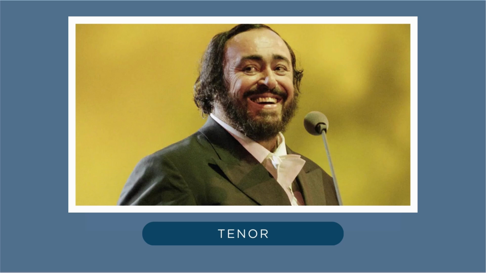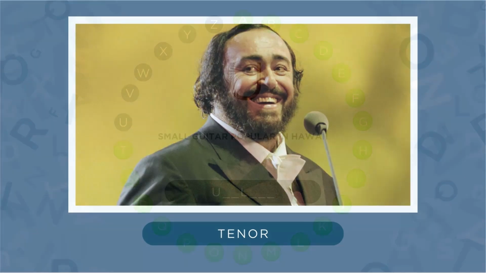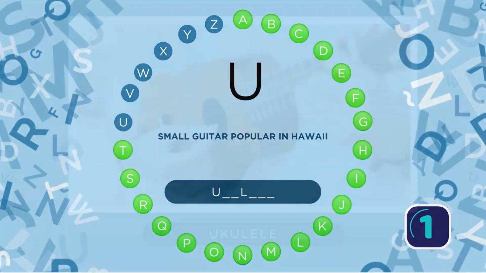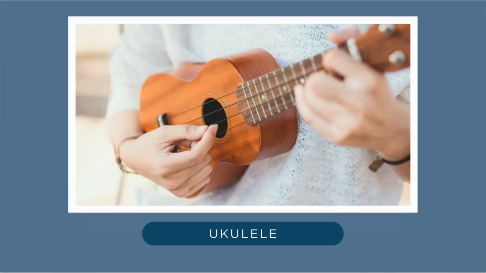As we go on to the letter U, a small guitar, popular in Hawaii. A beautiful sounding instrument as well. This is, of course, the ukulele.